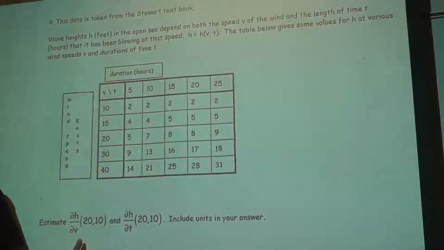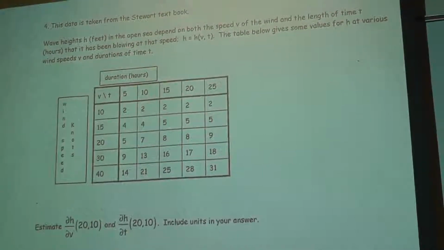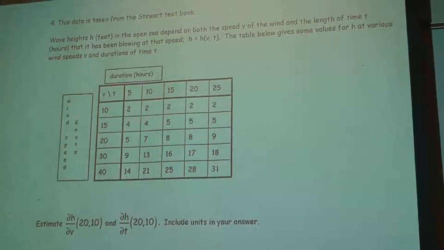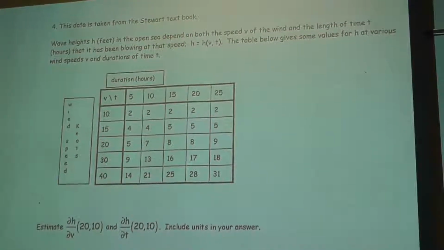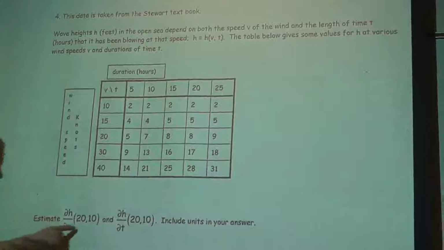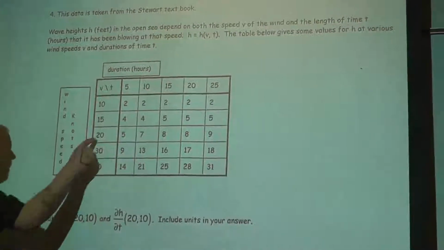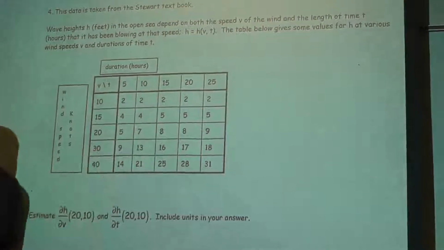If I wanted to estimate this, okay? Because you've got a table, it's kind of tricky to estimate. What you really need to do is a couple of averages and then maybe average your average. See, coming into the point v equals 20, t equals 10, right here, your wave height is 7.